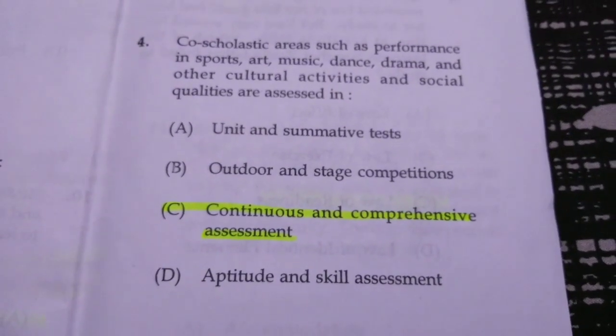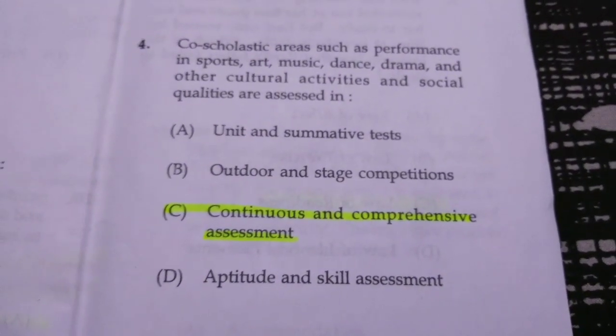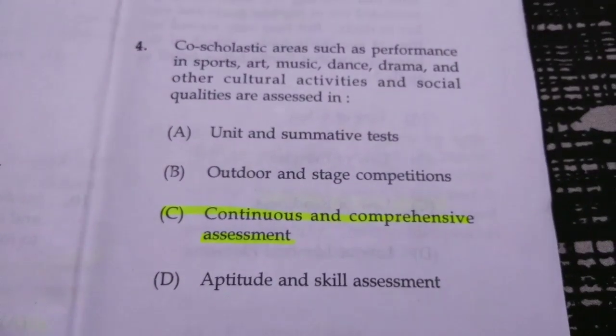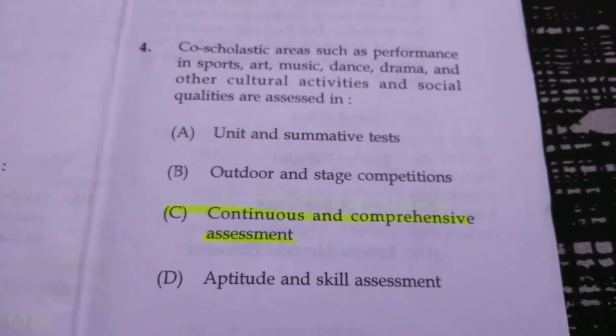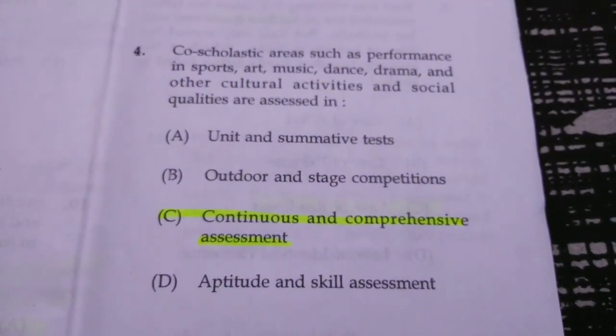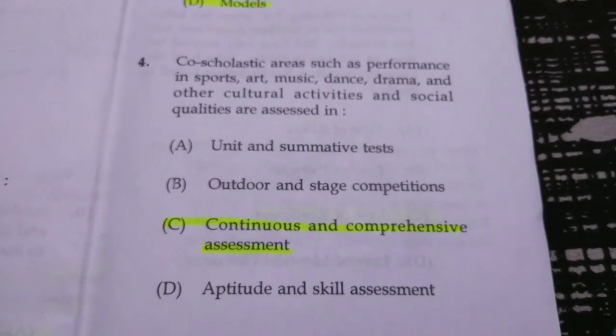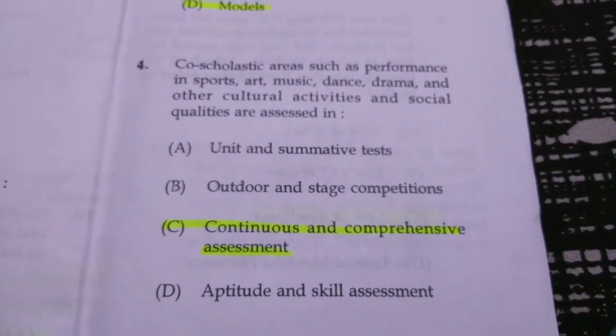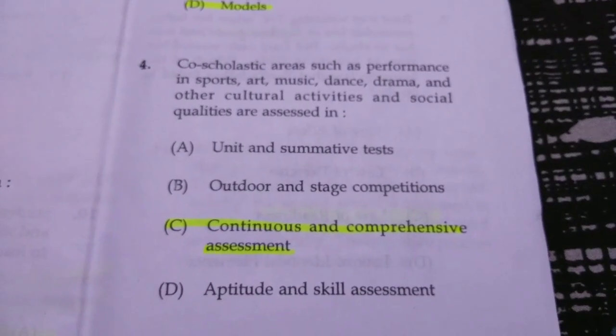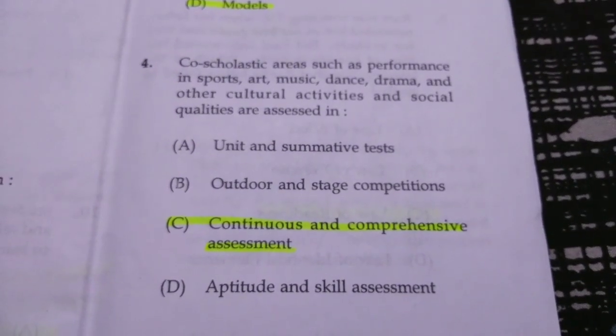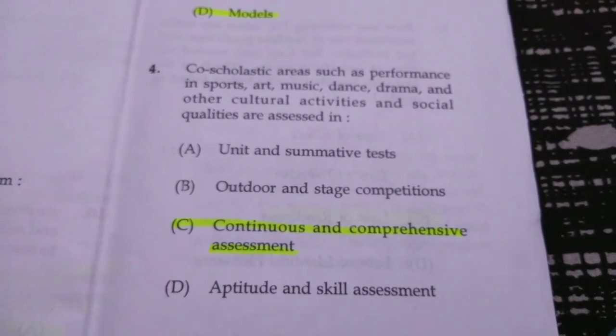Core scholastic areas such as performance in sports, art, music, dance, drama, and other cultural activities and social qualities are assessed in unit and summative tests, outdoor and stage competitions, continuous and comprehensive assessment, or aptitude and skill assessment? Correct answer is continuous and comprehensive assessment.